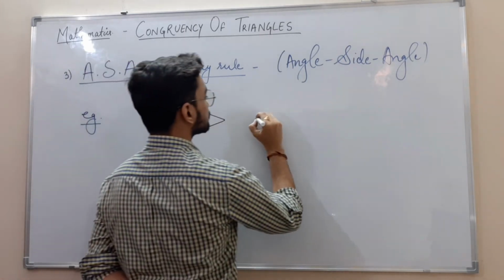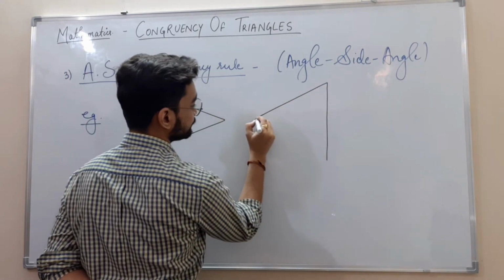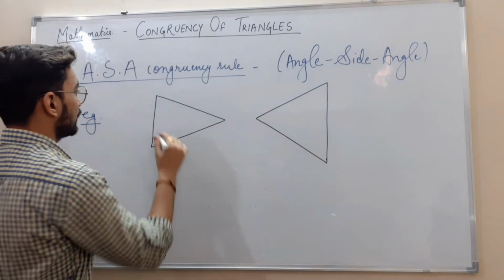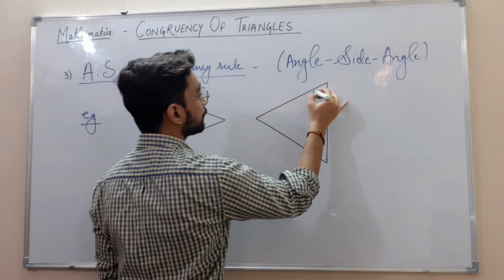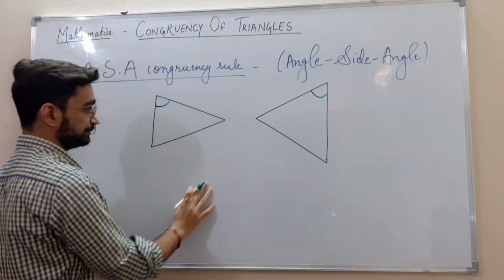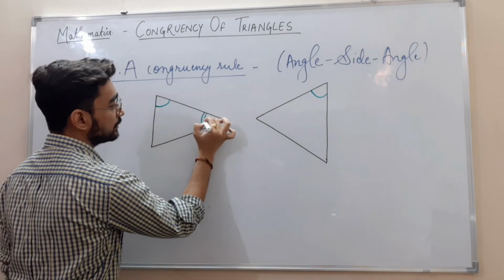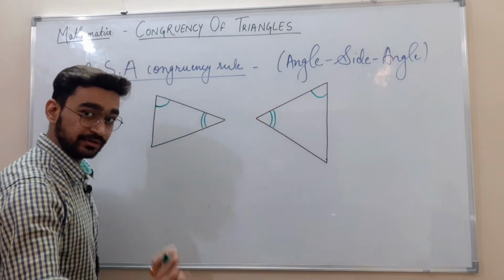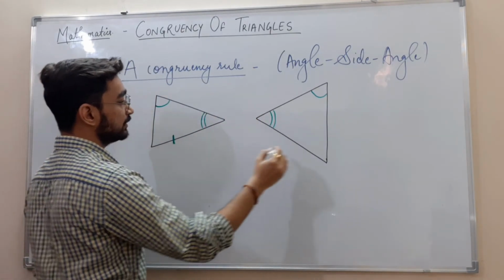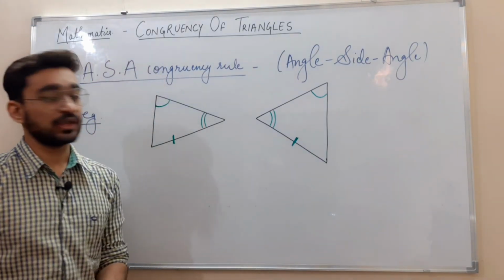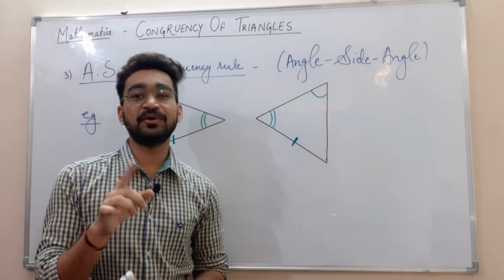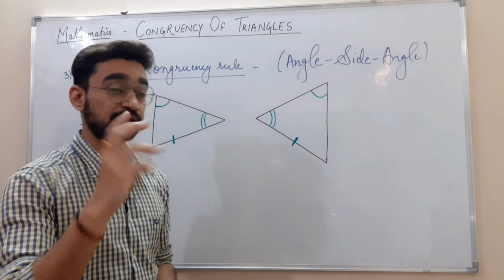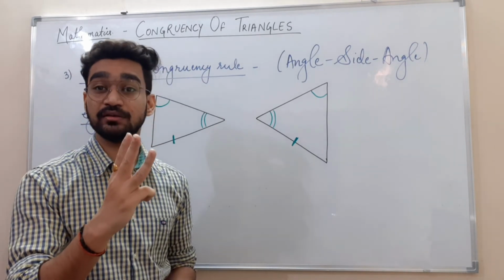See, I'm saying that this angle is equal to this angle. This angle is equal to this angle. And this side is equal to this side. Now whether these two triangles will be congruent or not. Three things we want to prove. Three things we need to say whether these two are congruent or not.